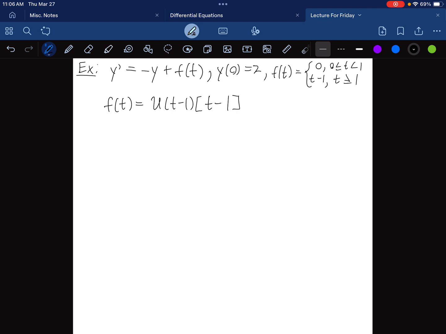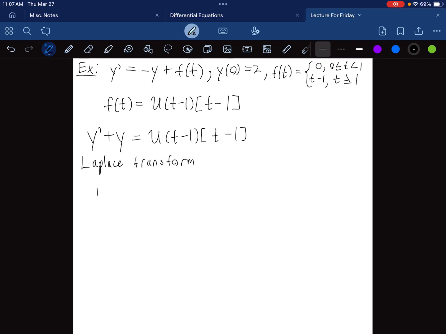And so here, we can rewrite the ODE with this new f of t. I'm going to bring that negative y on the left-hand side, so we have y prime plus y is equal to the unit step function of t minus 1 times t minus 1. And so this is ready for us to take the Laplace transform of both sides, since we can use the table now. We can use table entry number 1 for the Laplace transform of y prime.